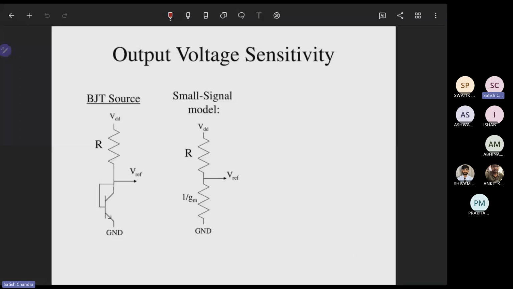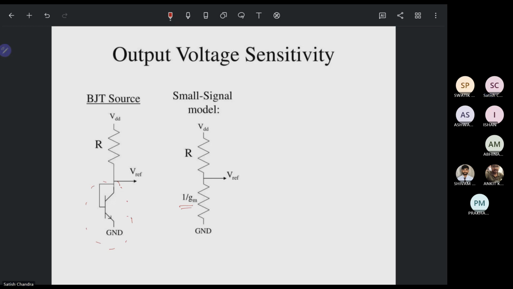Now comes the BJT source in a small signal model. If I look around this, this is in the small signal model. What is going to happen? This is behaving like a resistor whose resistance is nothing but 1 by gm, that is, 1 by transconductance. So basically, this is what we started from in the beginning.